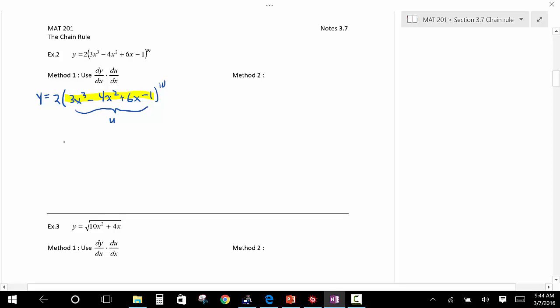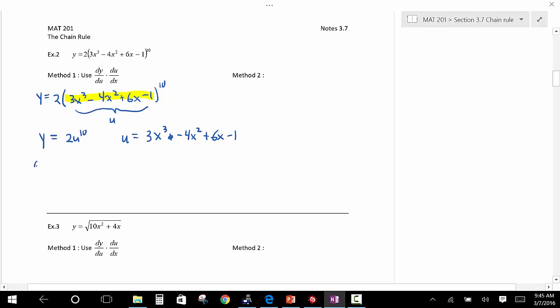So you can think of this as two functions. You can think of this as y equals 2u to the 10th, like that. And then you can think of u as being what's inside and being raised to the 10th power. So I'm going to write that down as 3x to the third minus 4x to the second plus 6x minus 1, like that. Okay, so that's your composition of functions. What you're really doing is you're doing something to the 10th power, but then you're plugging that in like that.